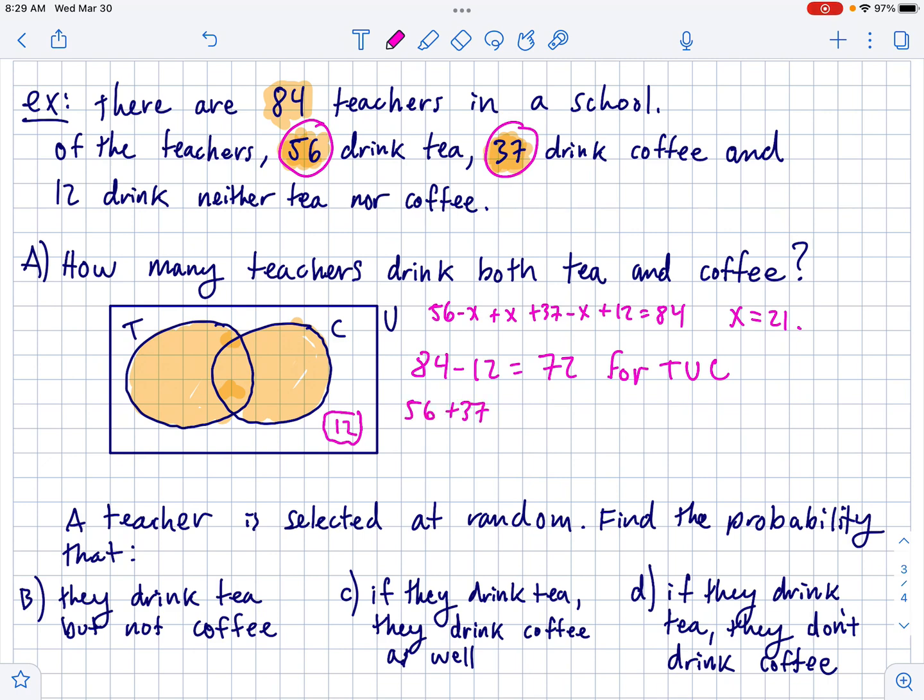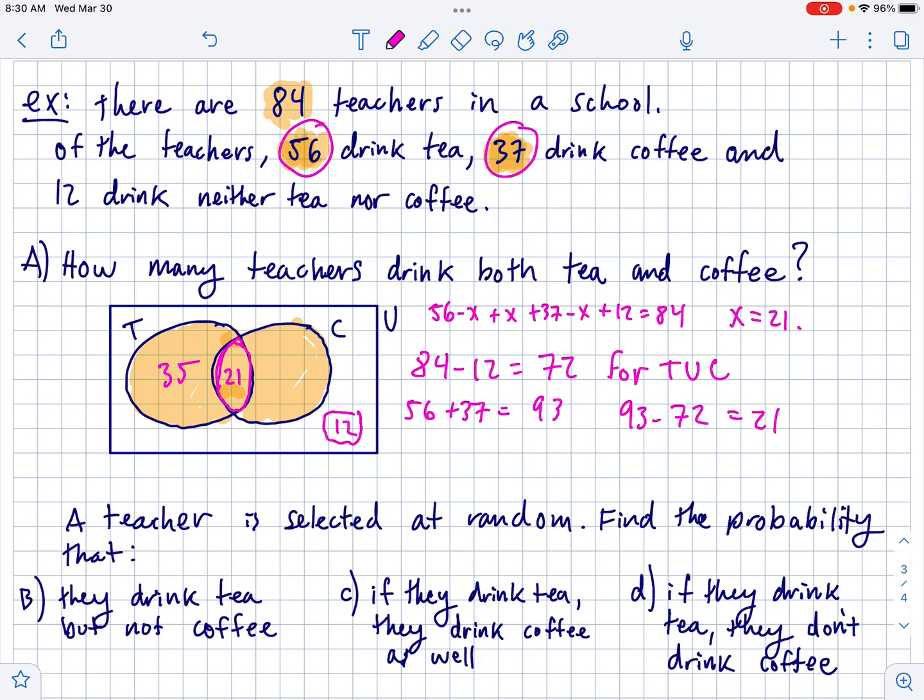But if you add together 56 and 37, you get 93. Now, what that means is those two circles should add up to 72, but they're adding up to 93. That means that all of these people in the middle have been double counted. So if you take the 93 and subtract out the 72, you get 21. So that means there's 21 people in the middle.